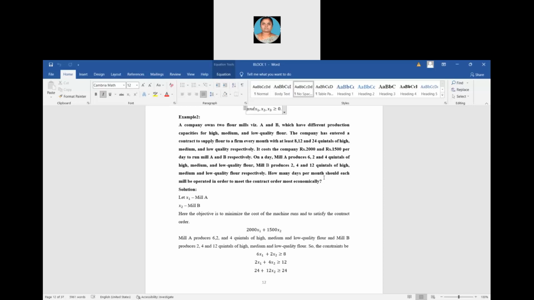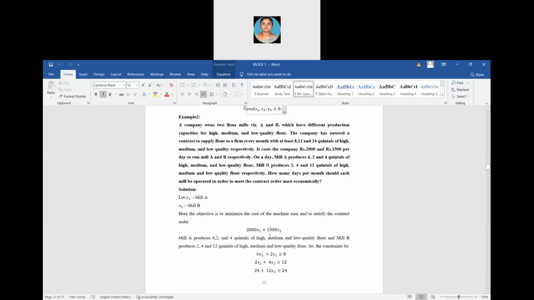So profit is only maximized, but for investing the amount, it should be minimized only. So what do we have to use here? Minimize Z equal to 2000x1 plus 1500x2. So you have to give that detail, that is, minimize equal to this.